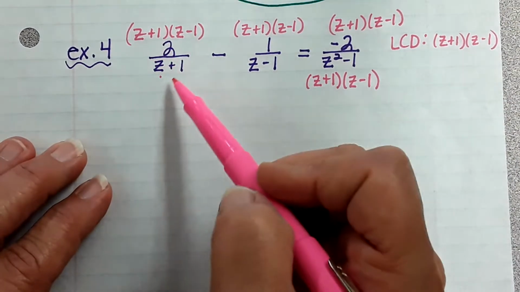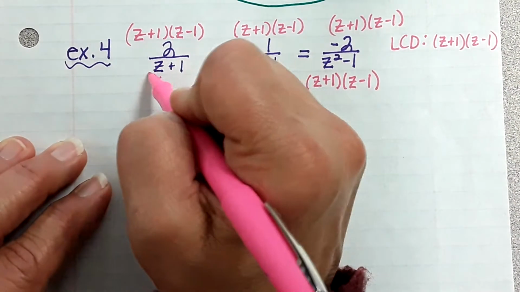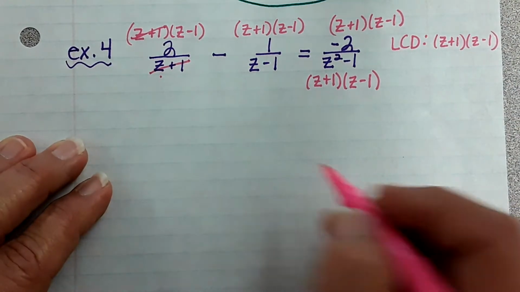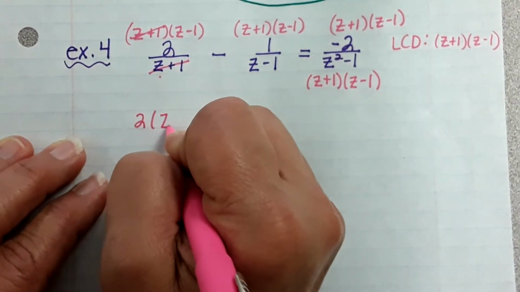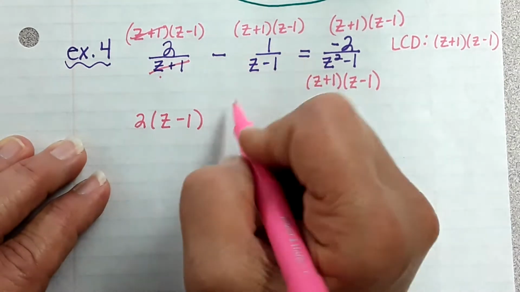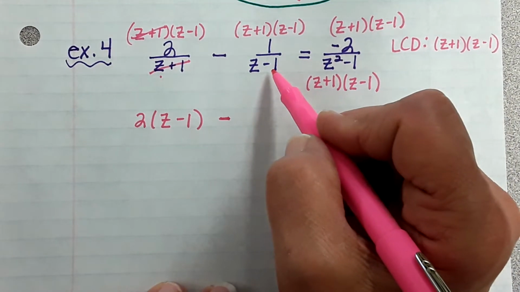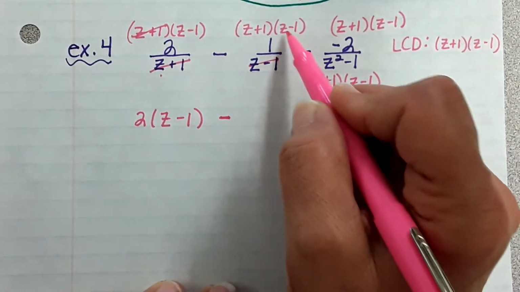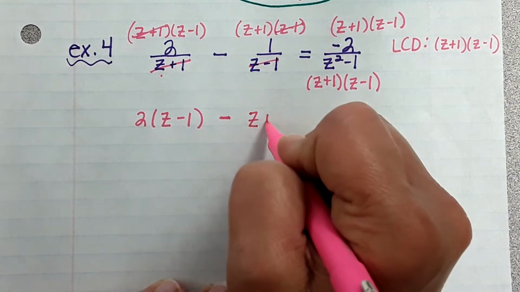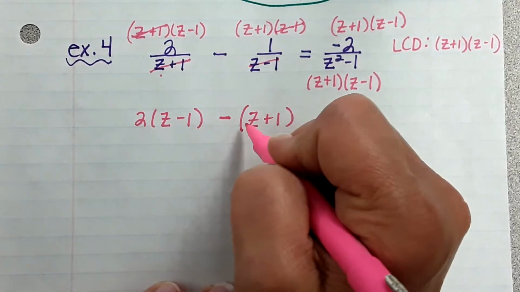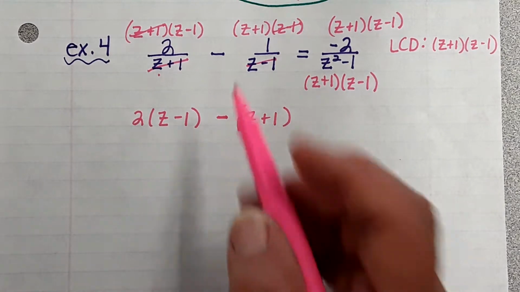Okay, what can I cross out on this one? The z plus 1, and I'm left with 2 times z minus 1. Minus, what cancels out here? Z minus 1, and I'm left with z plus 1. Now make sure you put that in parentheses. You guys, it's really important, especially because there's a minus sign here.